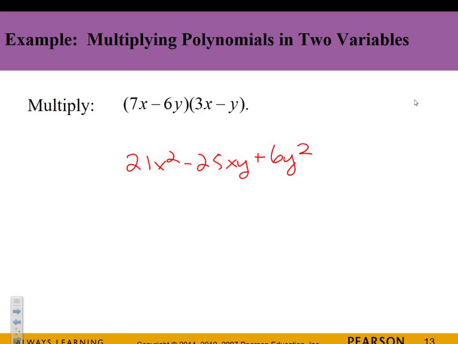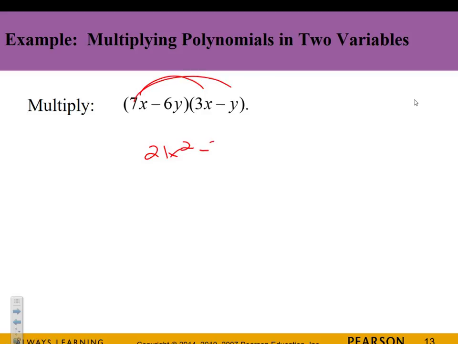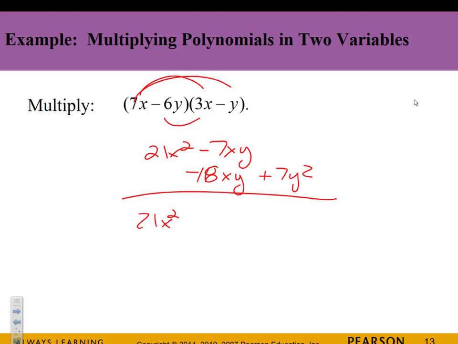If you don't see what I did there, don't sweat it. Just multiply it out, people. Just FOIL it out. What is that? 21x squared, 7xy, -18xy, and then plus 7y squared. So 21x squared, 6y.